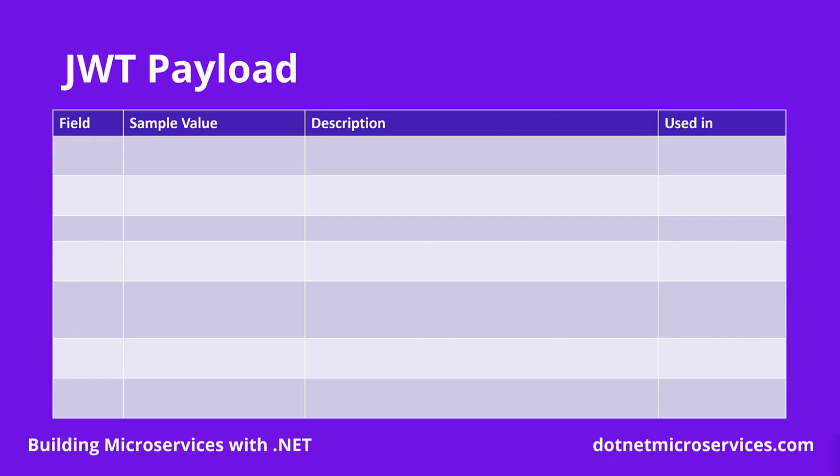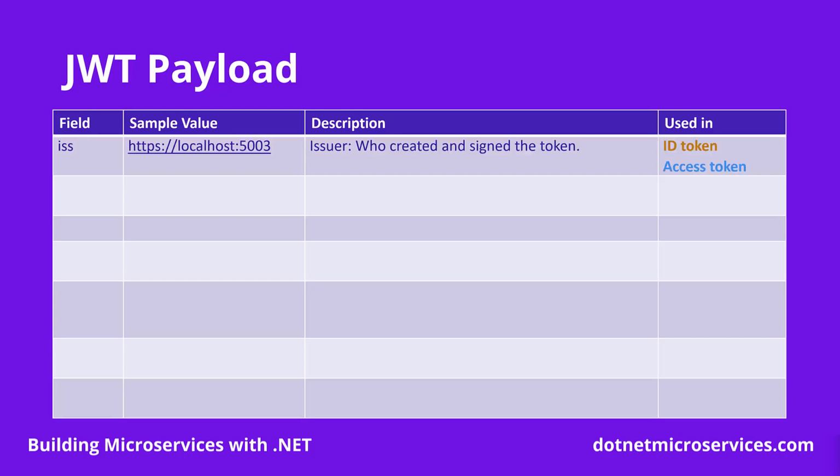Like mentioned before, the JWT payload contains the many claims that are being transmitted via the token. Some are well known and some are more specific to specific identity providers. Here are a few of the ones that you will find across this course. ISS is the issuer, and this is who created and signed the token. For instance, in our case, localhost:5003 is the address of our identity server, authorization server.